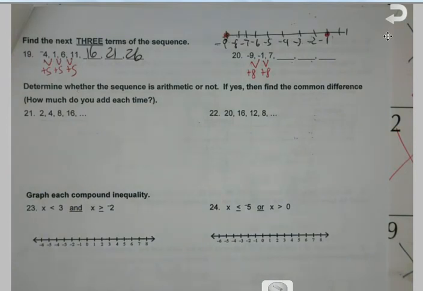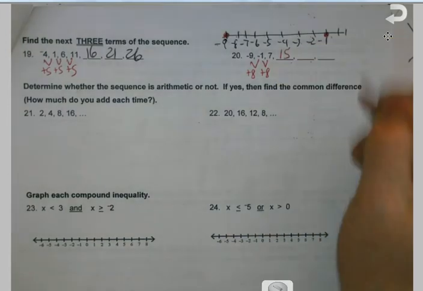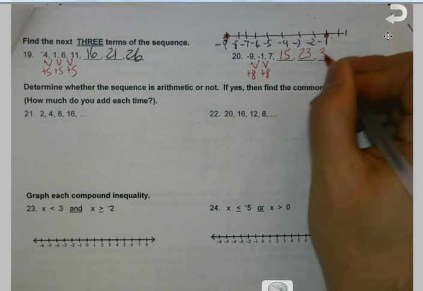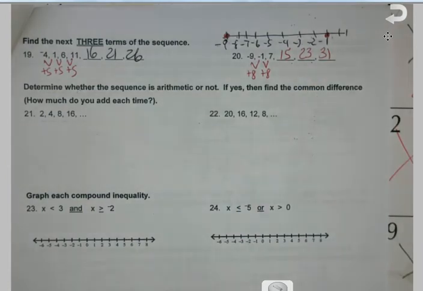If I keep adding 8, what's coming next? 15, 23, and 31. So if you have to draw yourself a number line, because I'm not going to make numbers that are like 50 apart, and then count off and work it there.